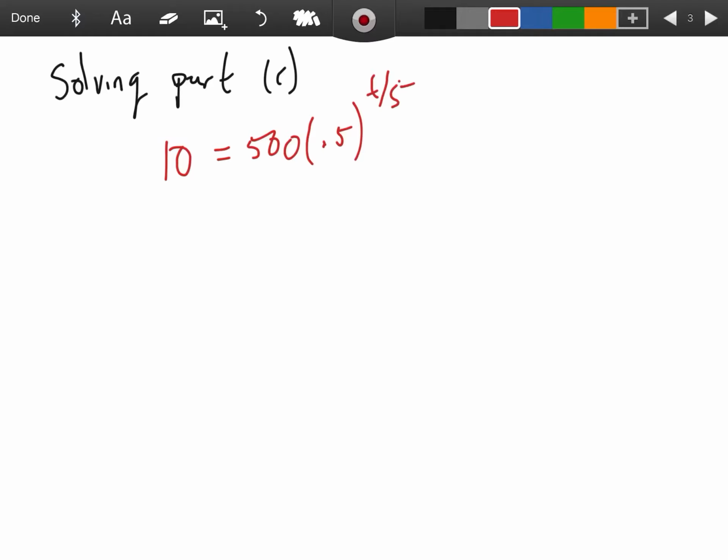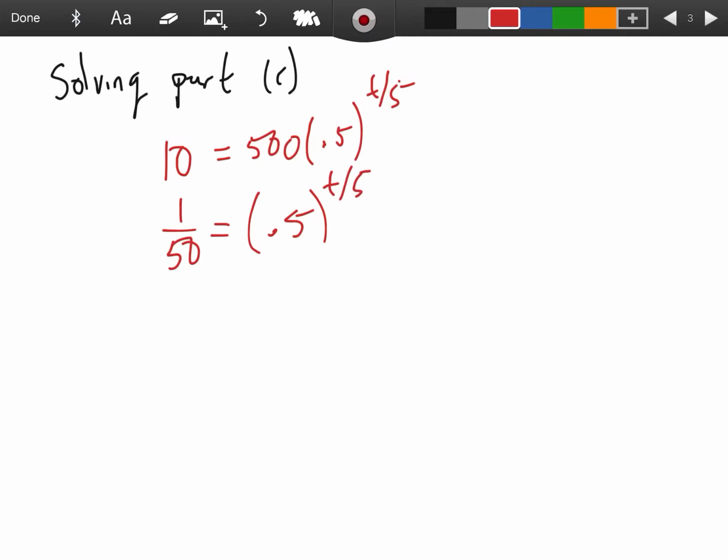All right, well, now let's solve this. We start by dividing by 500. So I divide by 500, I get 1 over 50. Okay, 1 over 50, or 0.02, equals 0.5 to the t divided by 5. And now it's just like, wait a second, how on earth am I going to solve this? Right, my variable's in the exponent.